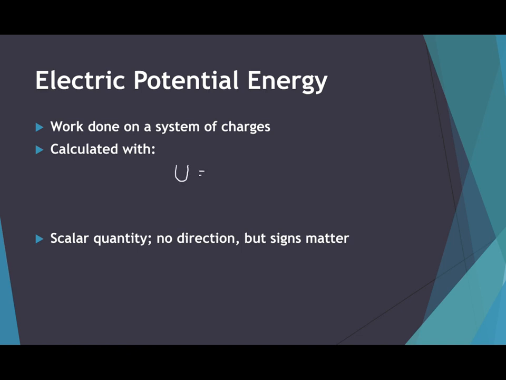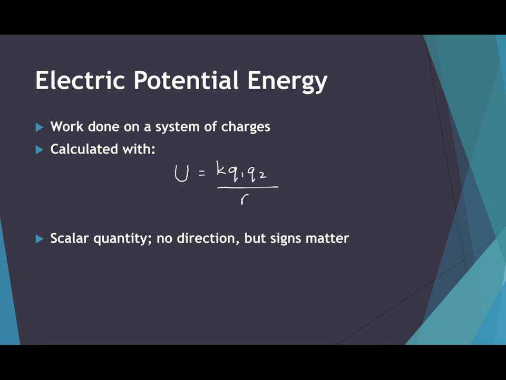U equals k q1 q2 over r. Now, if you look at this equation, it's very familiar to electrostatic force. Energy here is not related to the inverse square of distance. Here it's just over r, not r squared. And you need two charges for potential energy to exist between them. So it's based on position relative to each other, towards infinity, etc. And we denote it with the variable U.